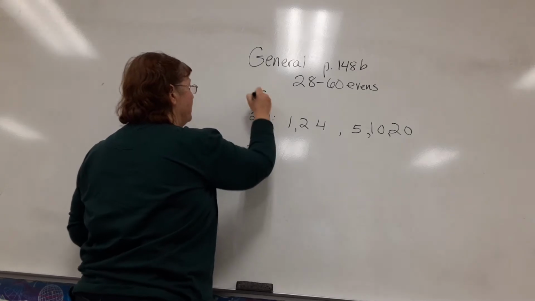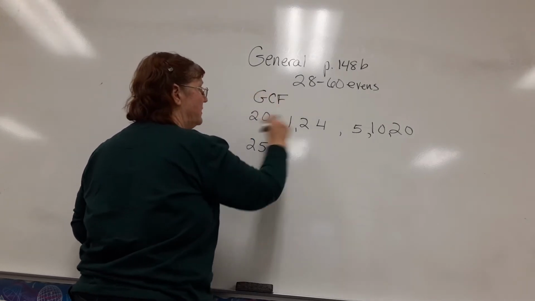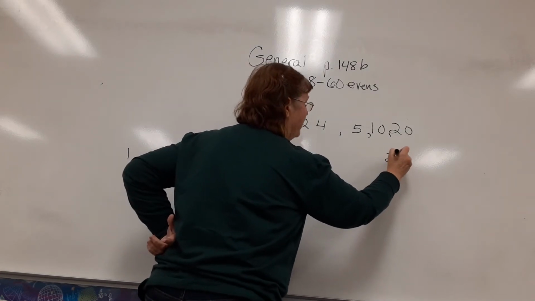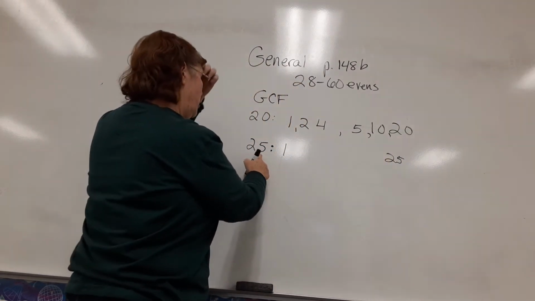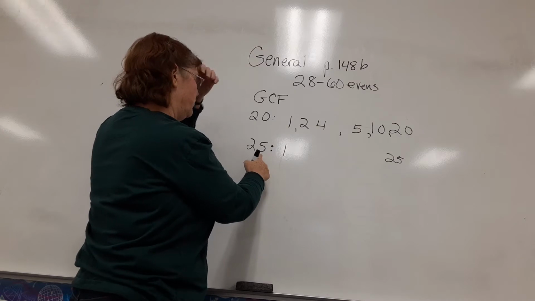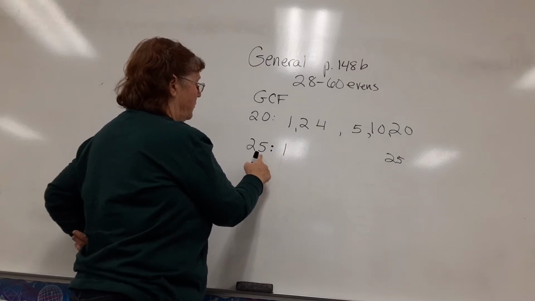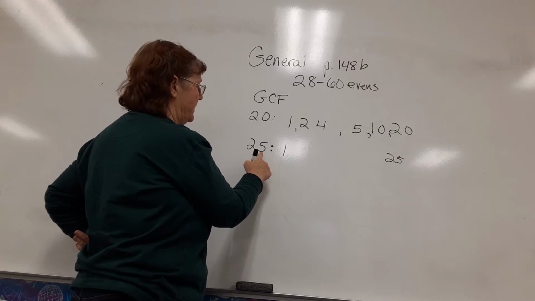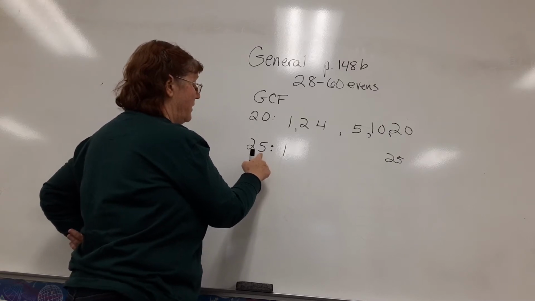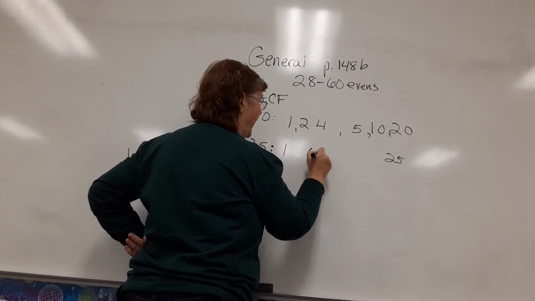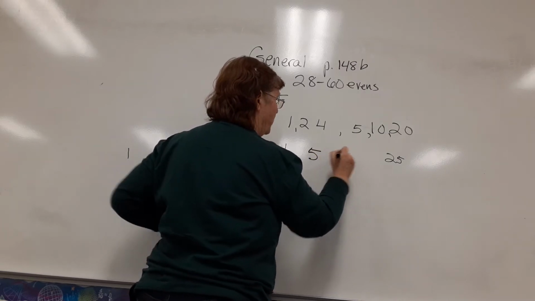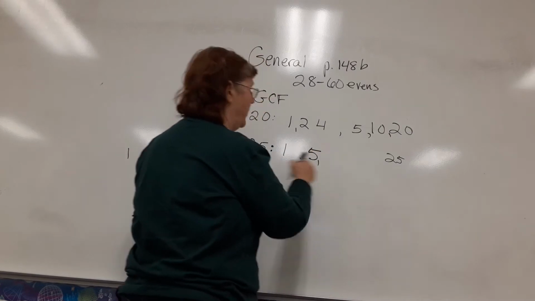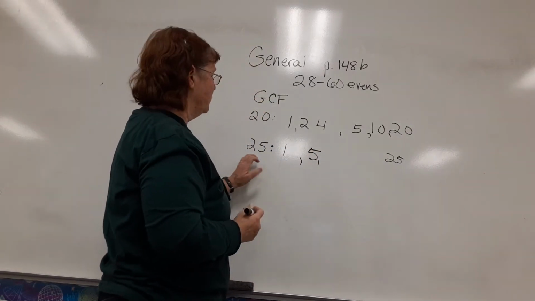For 25, for greatest common factors, we have to list the factors first. 1 times 25. 2 doesn't go in because it doesn't end in 0, 2, 4, 6, or 8. 3 doesn't go in because the digits add up to 7, and 3 doesn't go into 7. 4 doesn't go in, but 5 goes in, and that's 5 times 5, which meet together in the middle, and I don't have to put it up twice. So 1, 5, and 25 are the factors of 25.